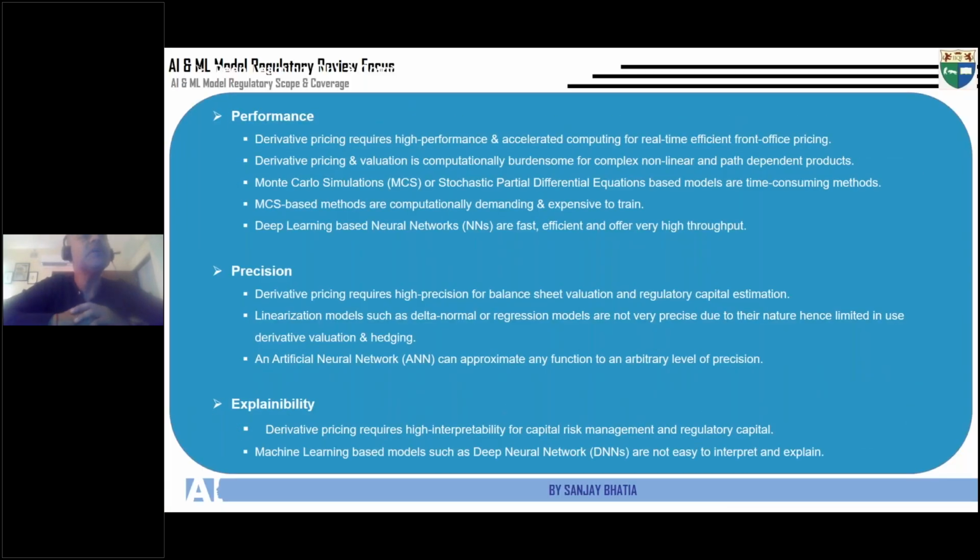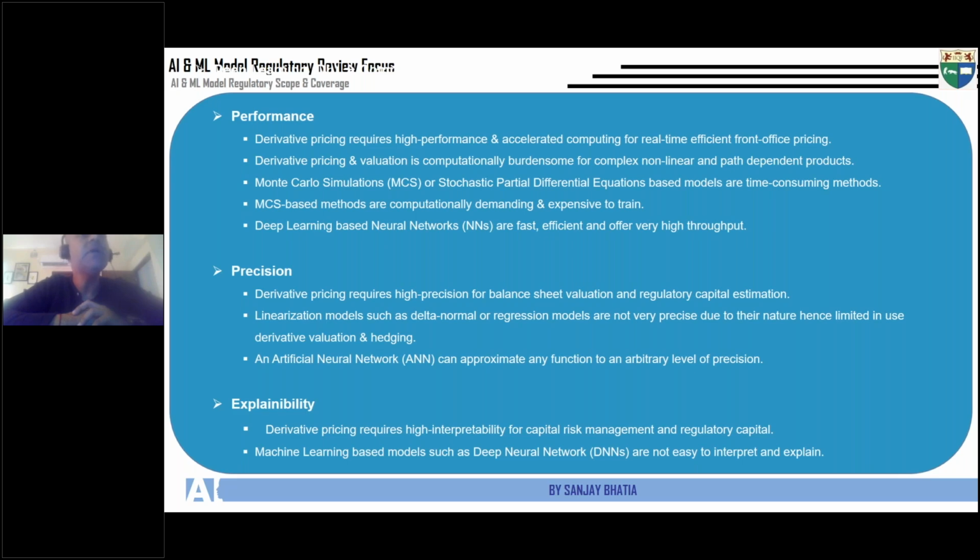And in this particular context, when it comes to performance, we need high performance and accelerated computing for real time analytics. Generally, derivative pricing and valuation, as we maybe concluded from the first slide, is very computationally burdensome, because there's a lot of complex non-linearity, time dependency and path dependency, right? And some of the techniques currently being used, like Monte Carlo simulation or stochastic partial differential equations, PDEs, are very time consuming methods.